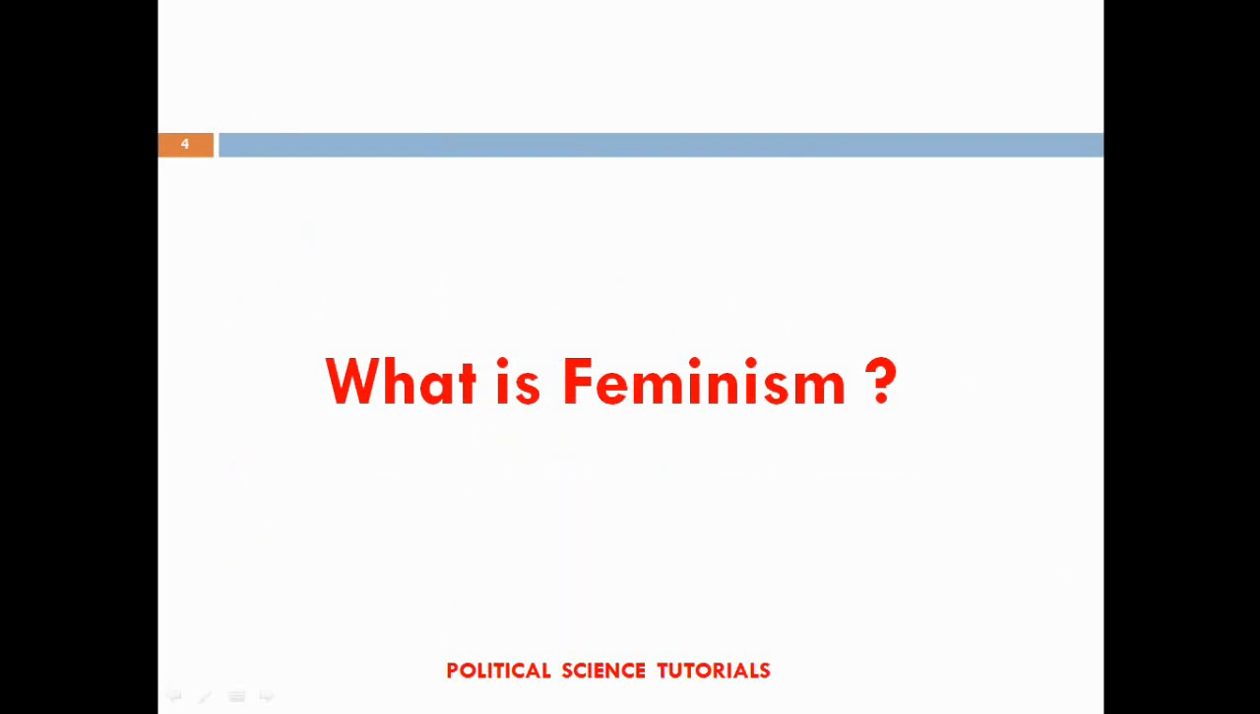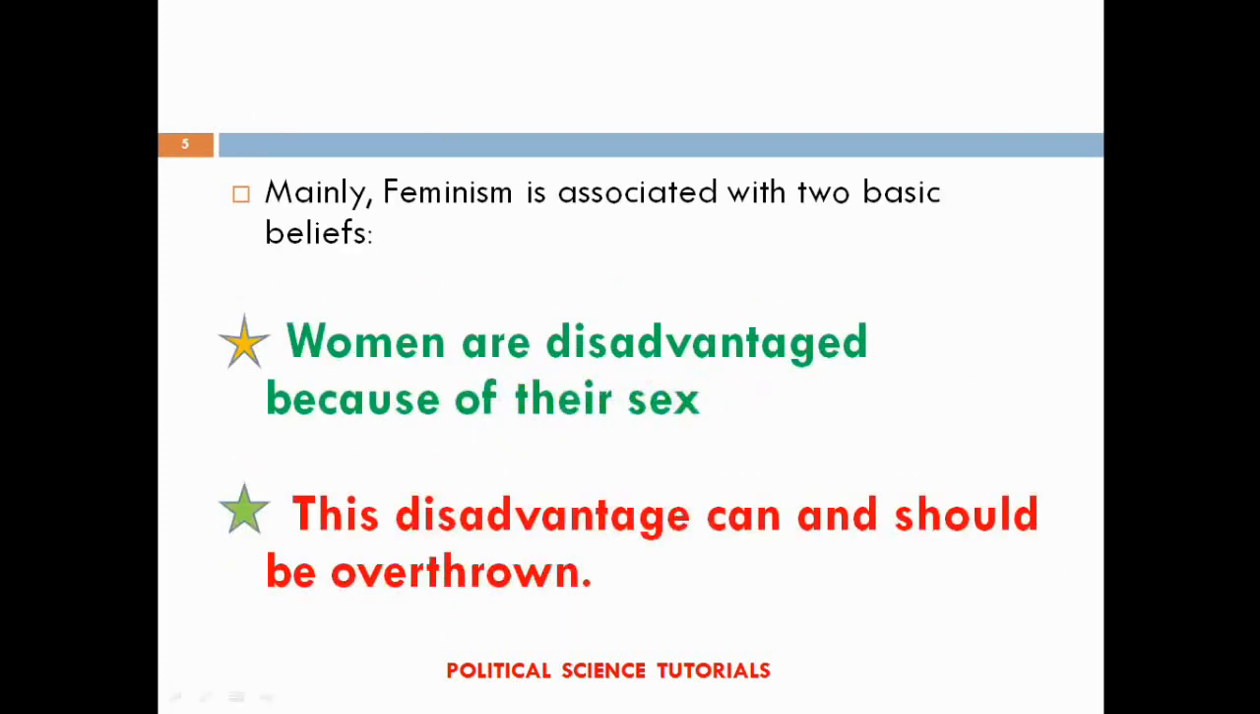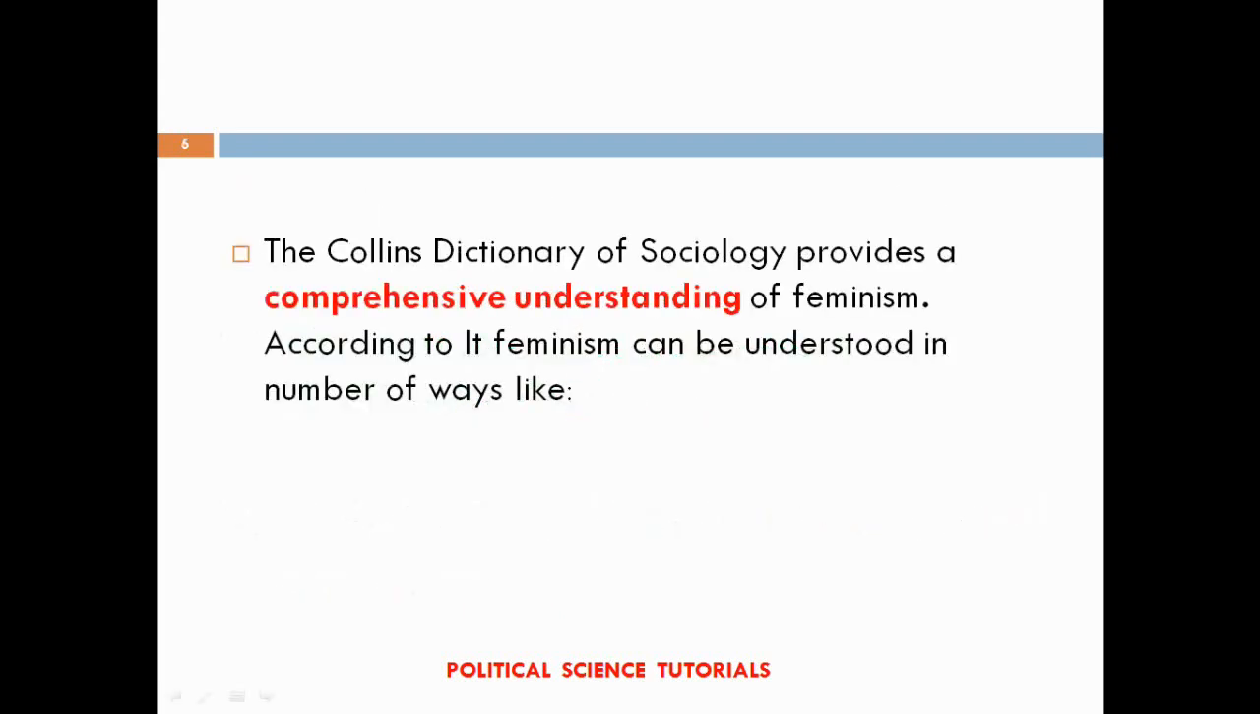Any theory or ideology, we know, draws its basic assumptions or beliefs. Feminism as an ideology is associated with two basic beliefs, and these are: women are disadvantaged because of their sex, and second, this disadvantage can and should be overthrown. There are many definitions of feminism, but a definition from the Collins Dictionary of Sociology provides a comprehensive understanding of feminism. Let us read the definition.